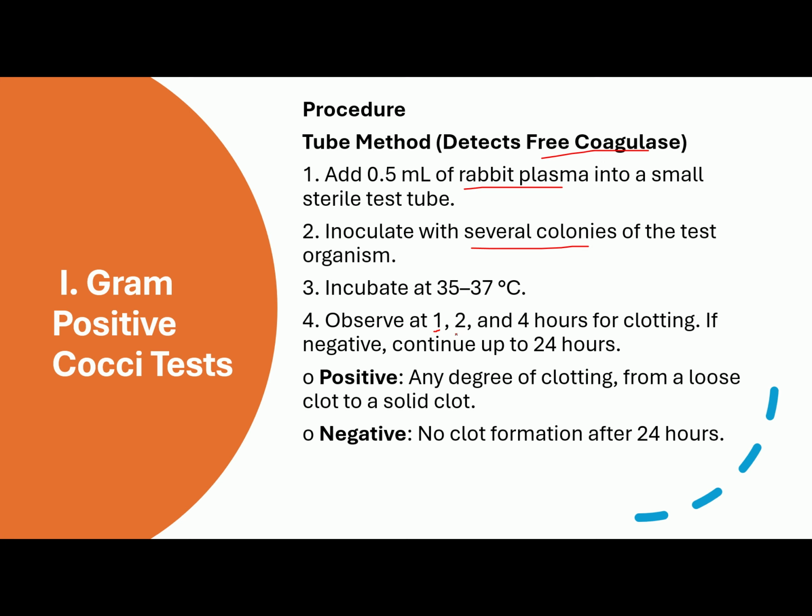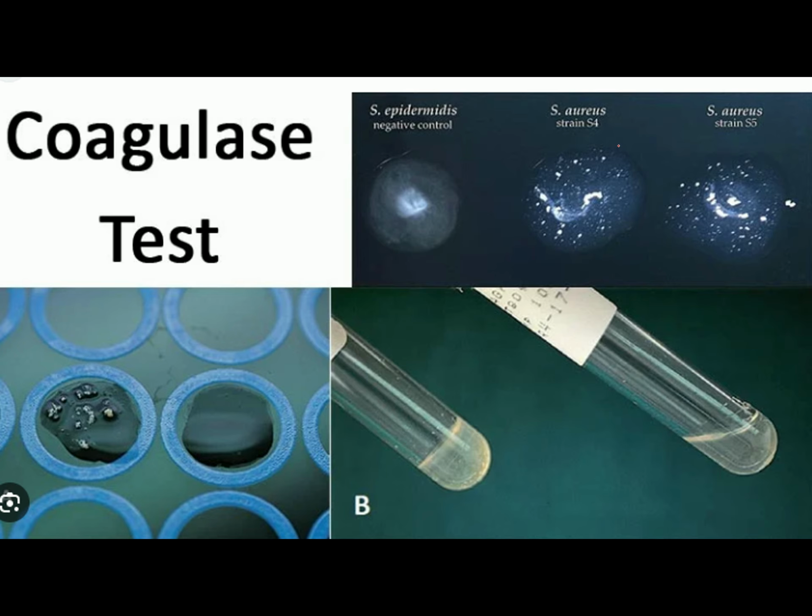If wala pa, go for the 2nd hour. If wala pa din, go for the 4th hour. If negative pa din on the 4th hour, continue up to 24 hours. Any degree of clotting from a loose clot to a solid clot is considered positive, while a negative, no clot formation after 24 hours. So the tube method, class, detects free coagulase. Si slide method yung clumping factor or the bound coagulase. So do remember that.